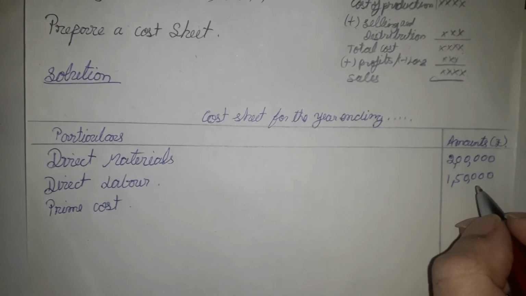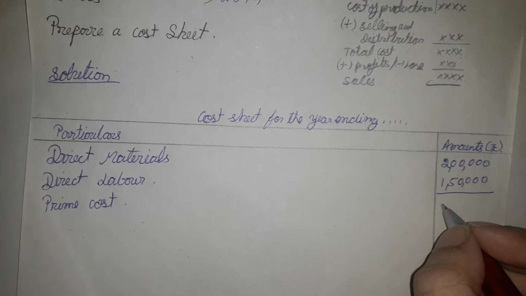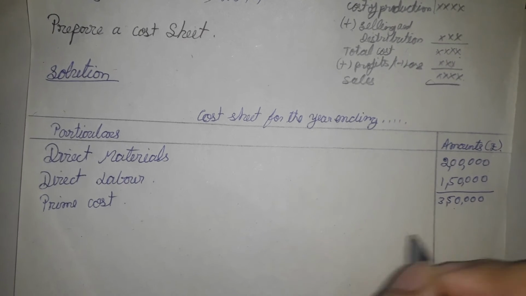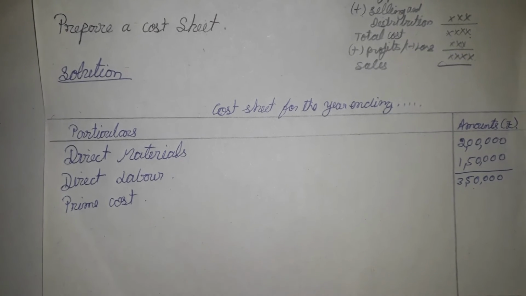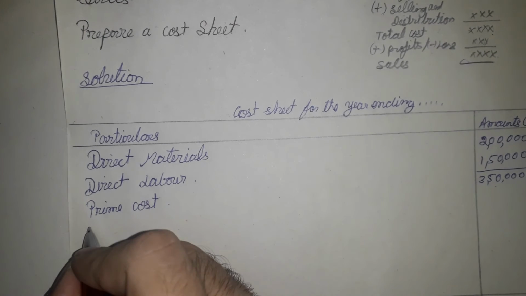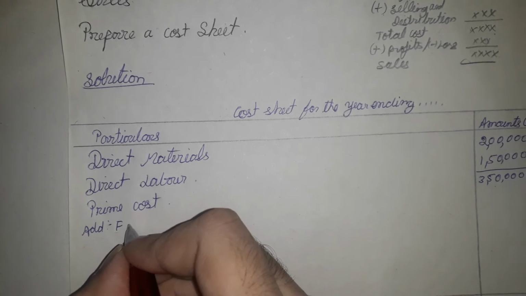So what is our prime cost now? 2 lakh plus 1,50,000, which is a 3,50,000, which we arrive at. Fine. So we have recorded a prime cost. So next, to this prime cost we add various factory expenditures.